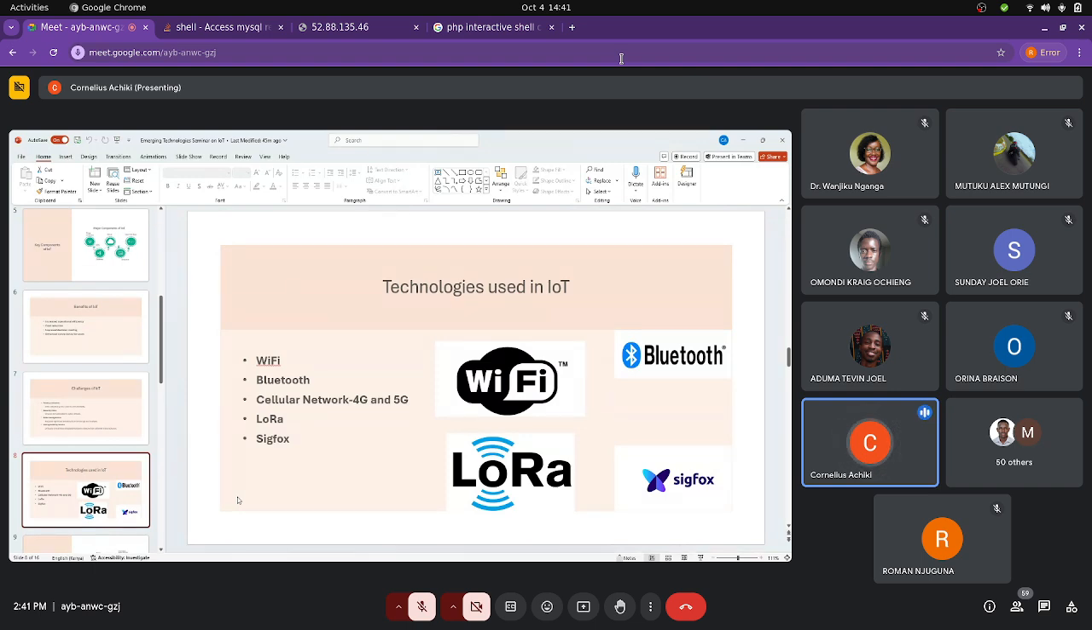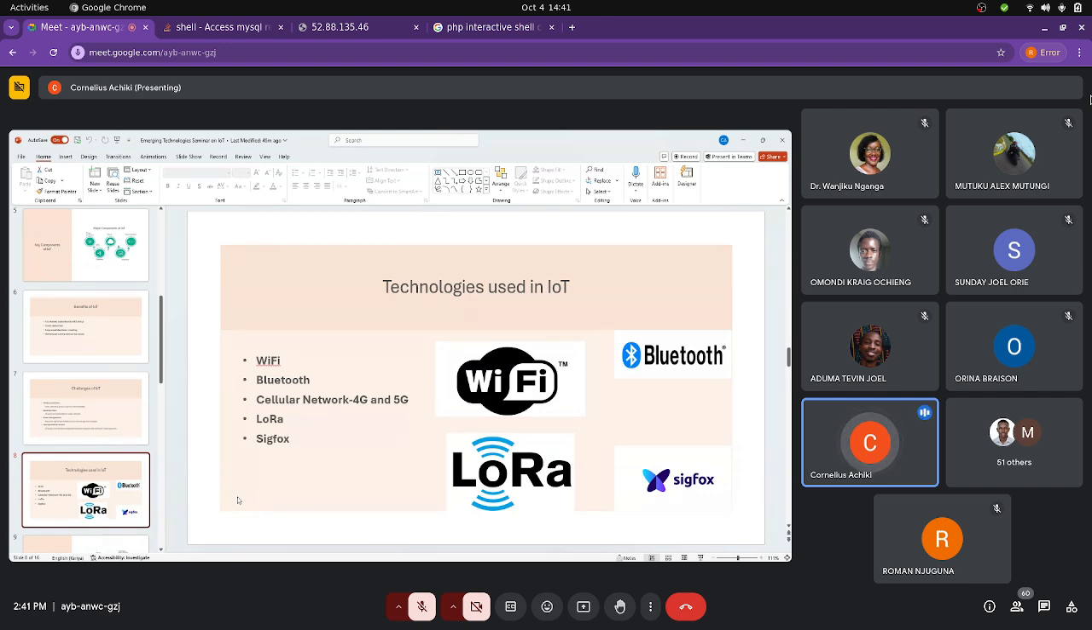We have two other networks that are called LoRa and Sigfox. Each of these has its own advantages and disadvantages that I'll explore in the next session about the technologies. All of these are wireless. So we have a general term called the wireless sensor networks that caters for all these technologies that run IoT.